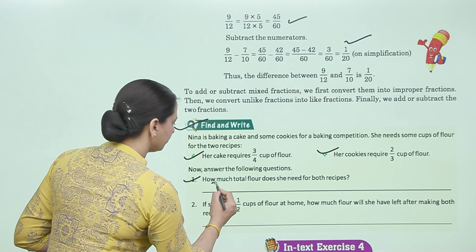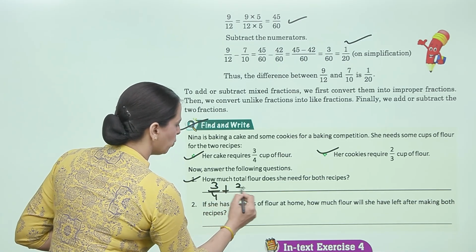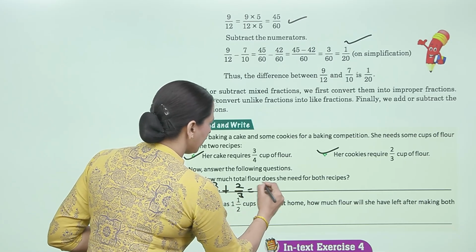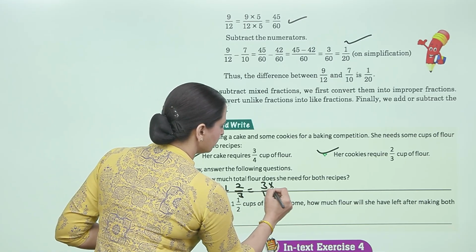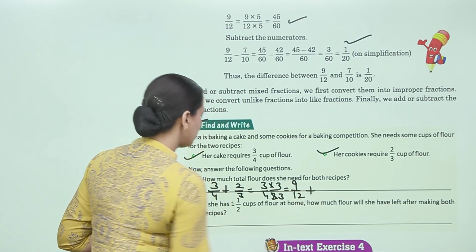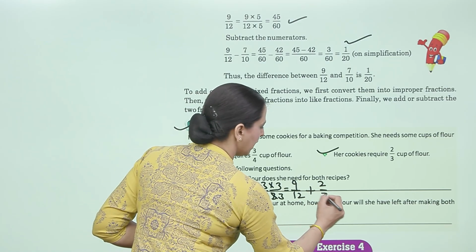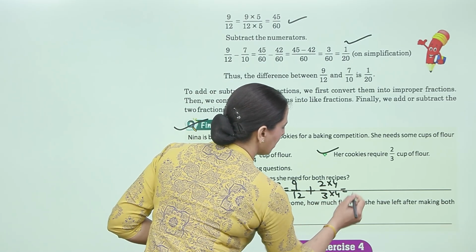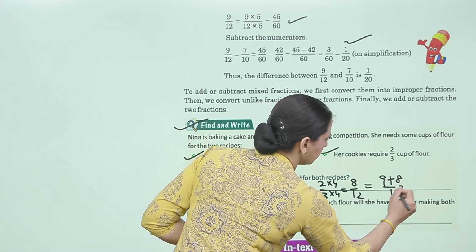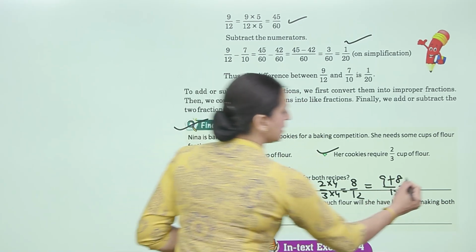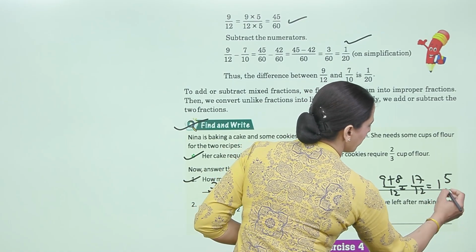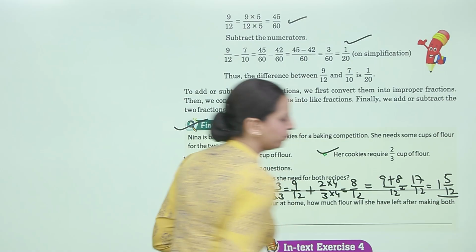3 by 4 plus 2 by 3. Now LCM is 12. So 3 by 4 becomes multiplied by 3, 9 by 12, plus 2 by 3 is multiplied by 4, becomes 8 by 12. Now 9 plus 8 by 12 is equal to 17 by 12. Now 12 ones are 12, 1 and 5 by 12.